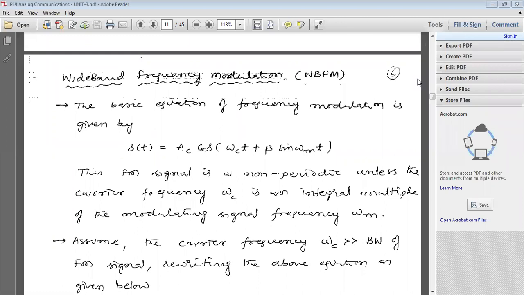Already you know the basic equation of frequency modulation, that is for single tone frequency modulation. Already we have this equation. So take that signal as s of t. So note down carefully every step. It is a very important topic, wideband frequency modulation. Narrowband and wideband is very important.